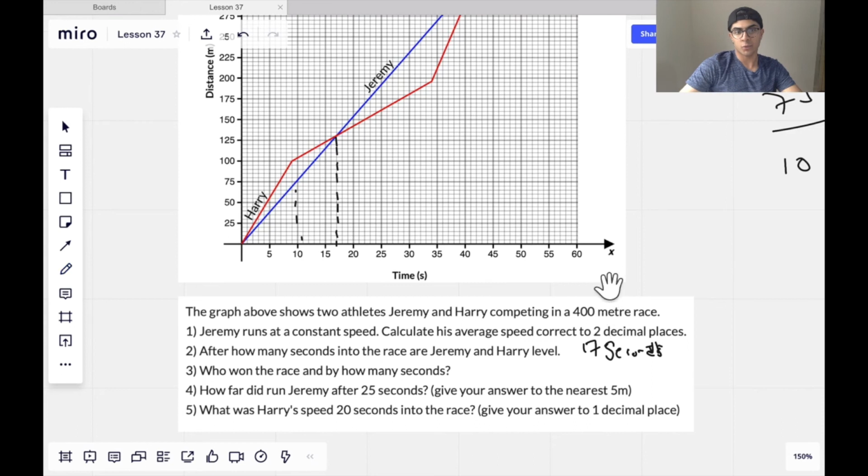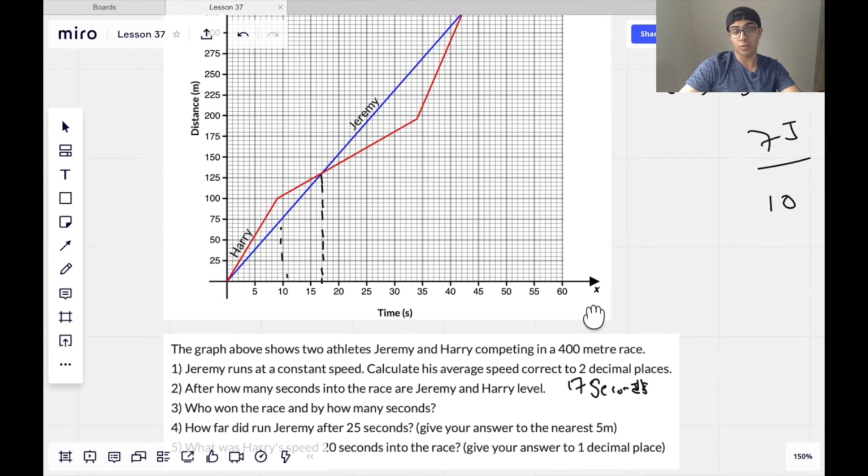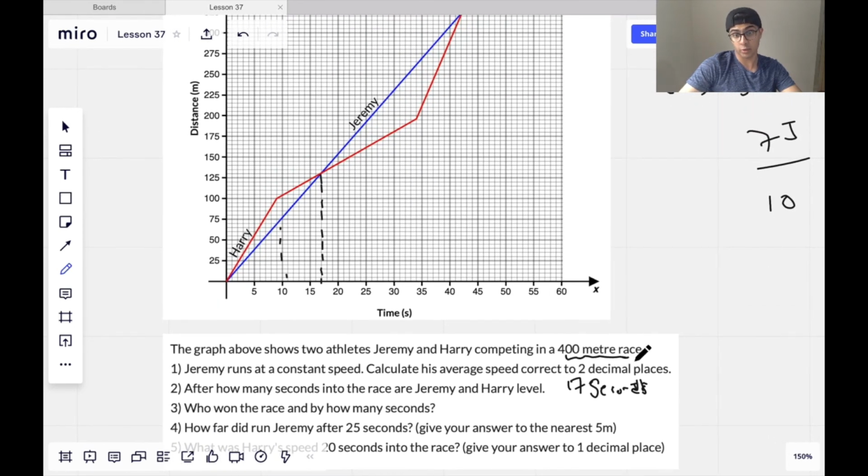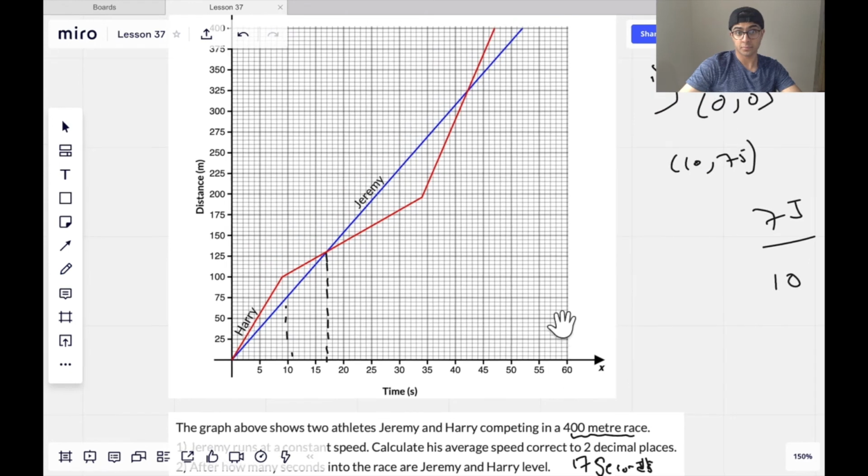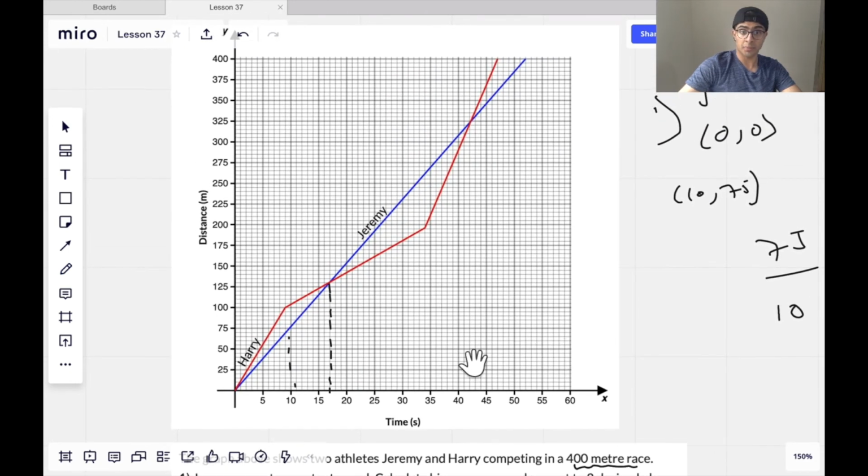Okay, we have to remember what the race is. It's a 400-meter race, right? So whoever gets to 400 meters first, i.e. in less time, wins the race. This graph does go up to 400 meters, so let's see who gets to 400 meters first. The time it takes for Harry to get to 400 meters, we just go down, is something like over here.